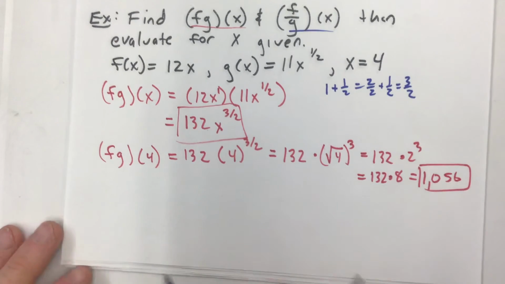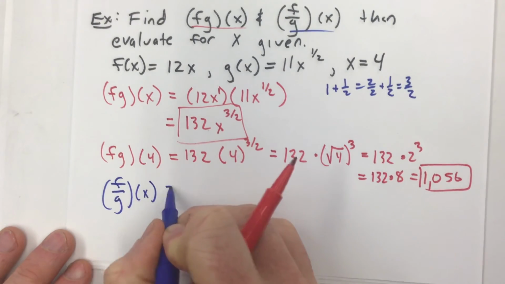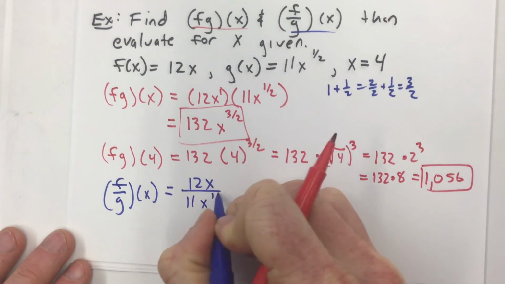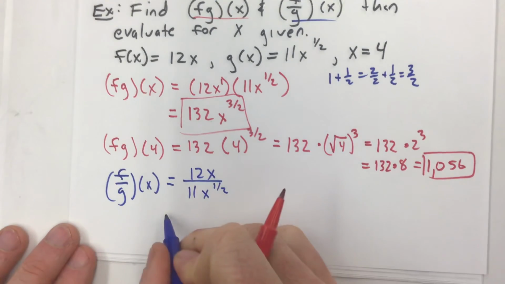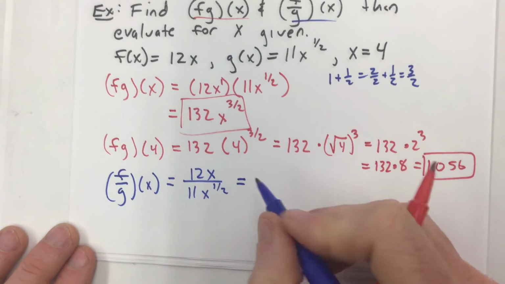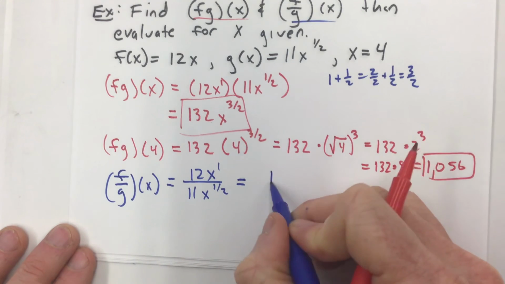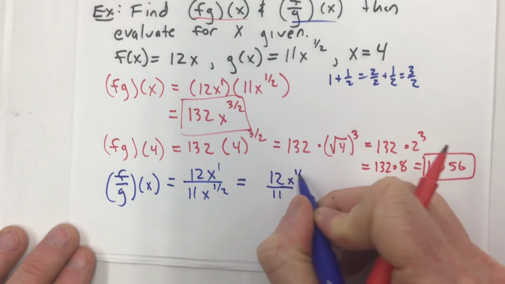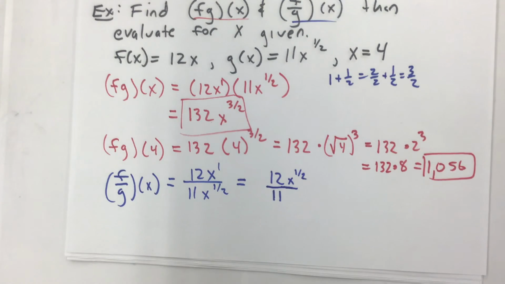Last part we're going to do in blue. F over g of x equals 12x over 11x to the 1/2 power. Which equals, we're going to have 12 over 11, and 1 minus 1/2 is 1/2. So I've got 12 over 11. We're going to put the x to the 1/2 power on top. We could have 12 over 11 as its own fraction, but I'm going to leave it like that.